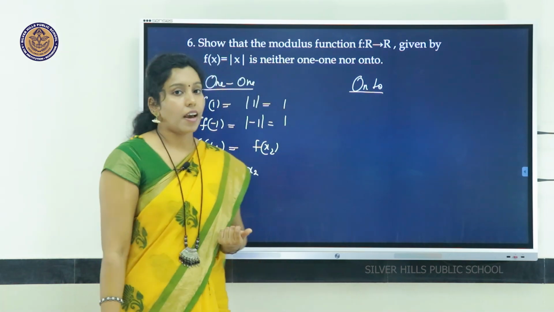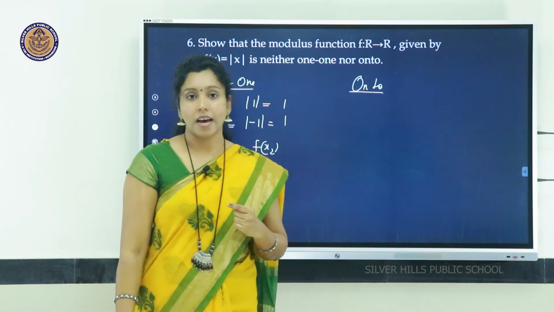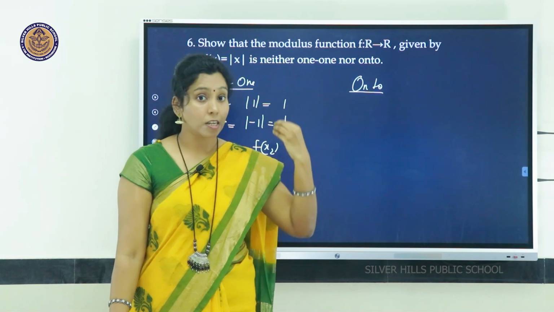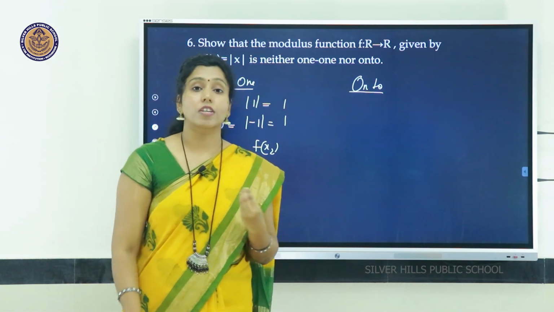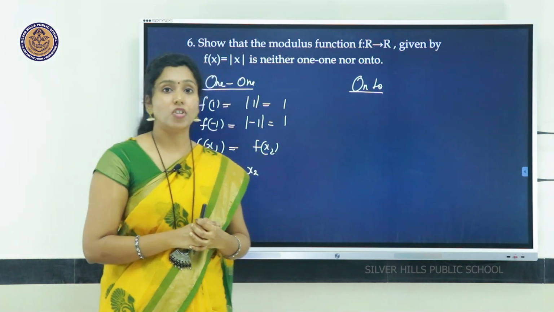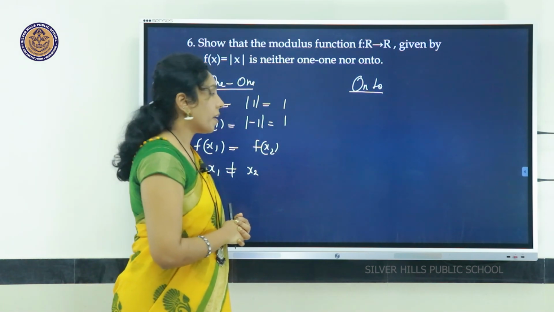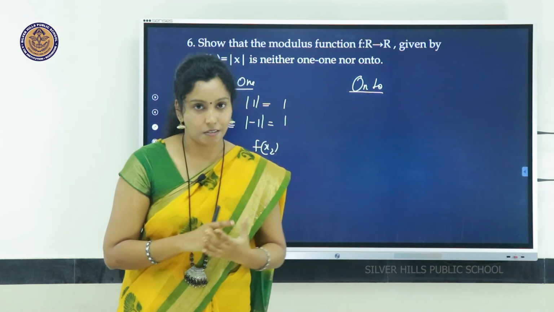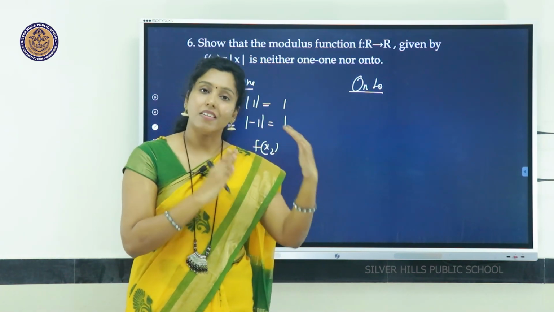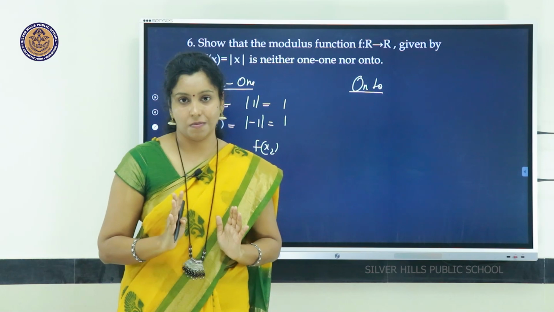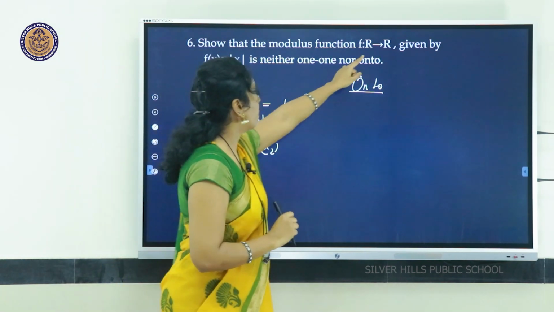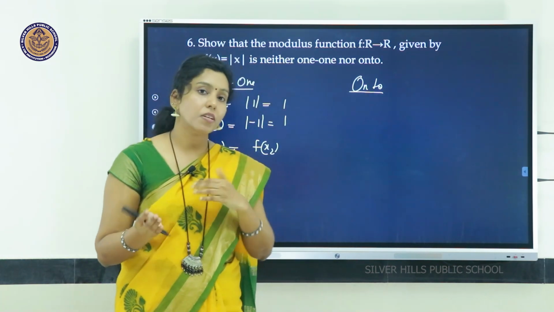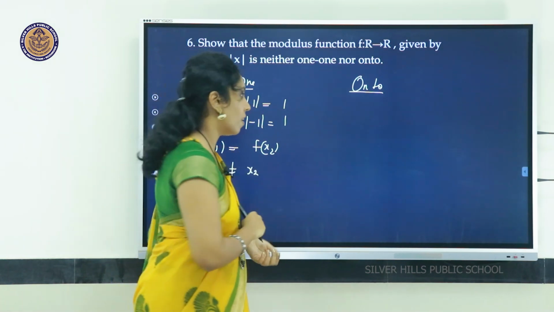For that, I need to give an example such that a number is there in the second set which does not have a pre-image in the first set. So, what example can we give? We all know whatever input value we give for x, the answer is always positive. But look at our codomain: R means it is a mixture of positive numbers and negative numbers.